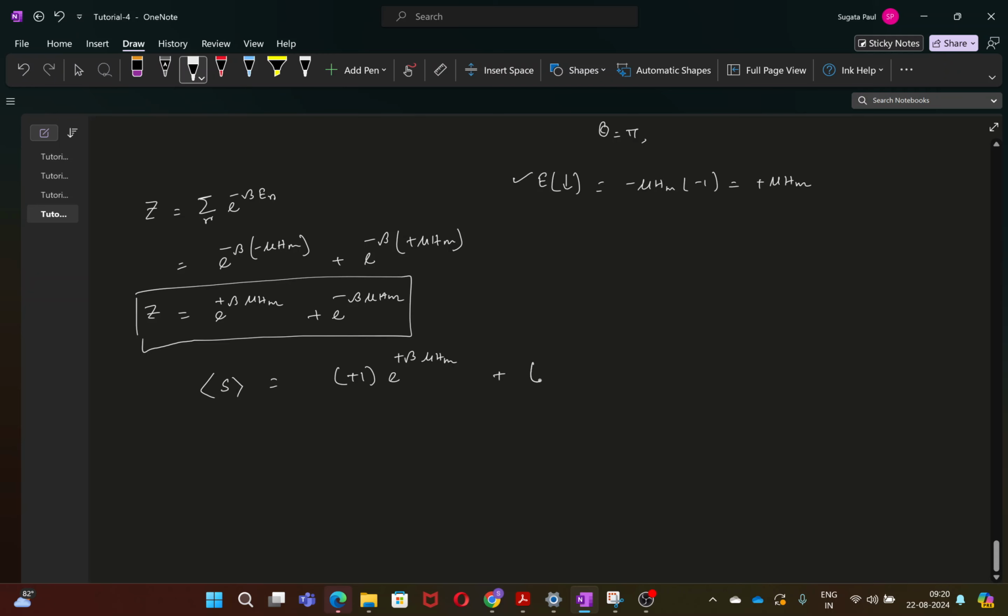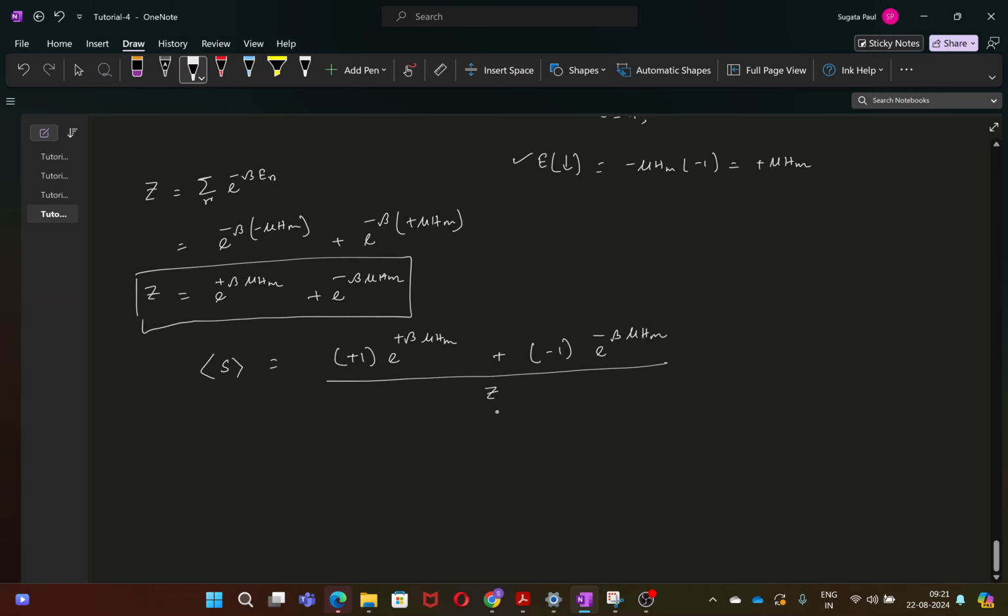Then for the second term, you have the spin going as -1. So you first take -1, and what is the weight factor for that spin state? It is basically e to the power of minus beta mu h. So this is for the energy level of plus mu h, which is for the spin down state, and that's why it remains a negative sign because there is an e to the power of minus beta giving it a negative sign. So this is the case, and then you have to divide by the partition function Z.